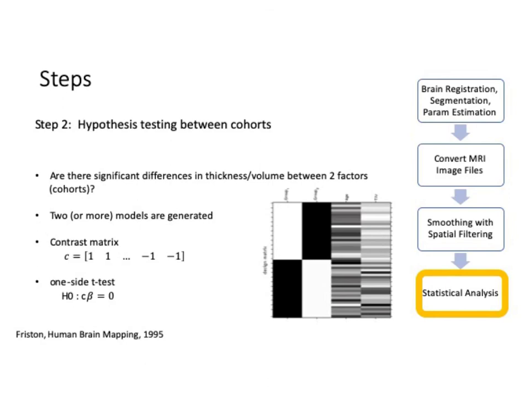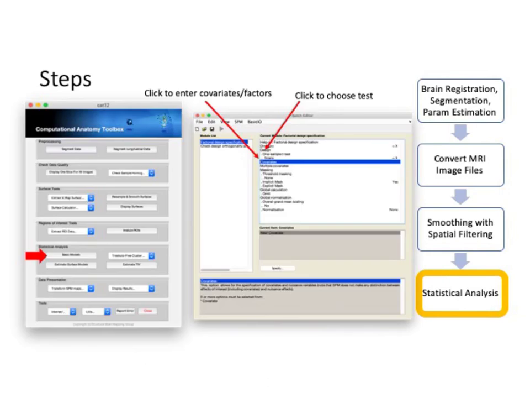In order to perform this model building step in the software, go to this gray window and click on this button called Basic Models. You can choose the T or F test by clicking on the design line here, and you can enter the covariates and factors and their values by clicking on this line here.